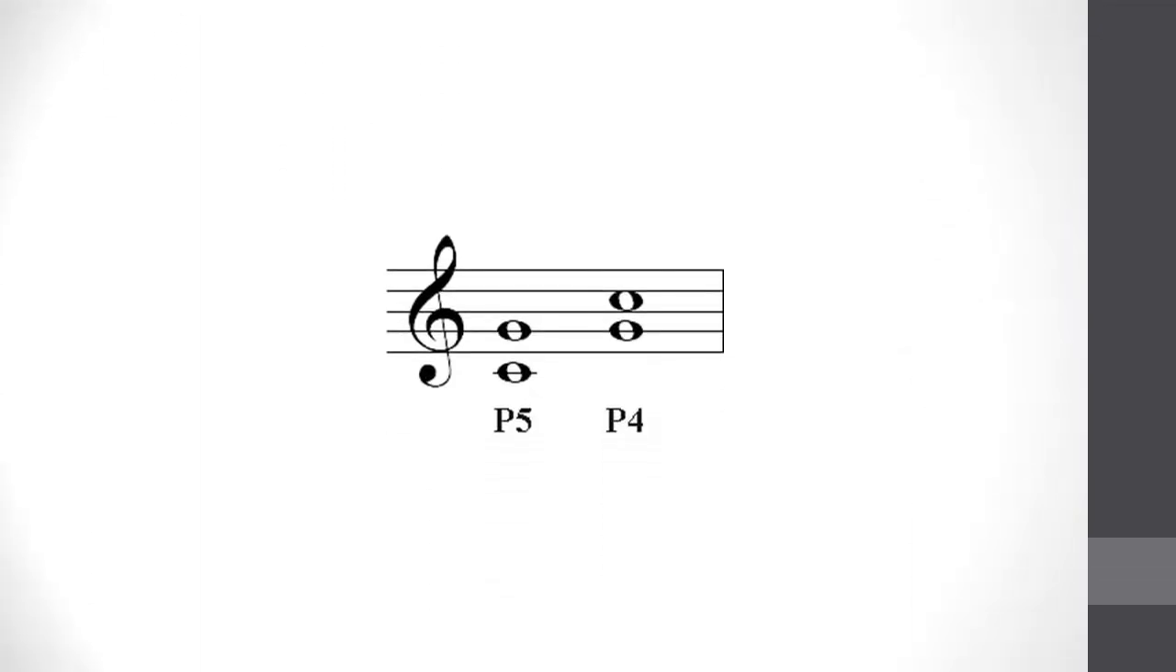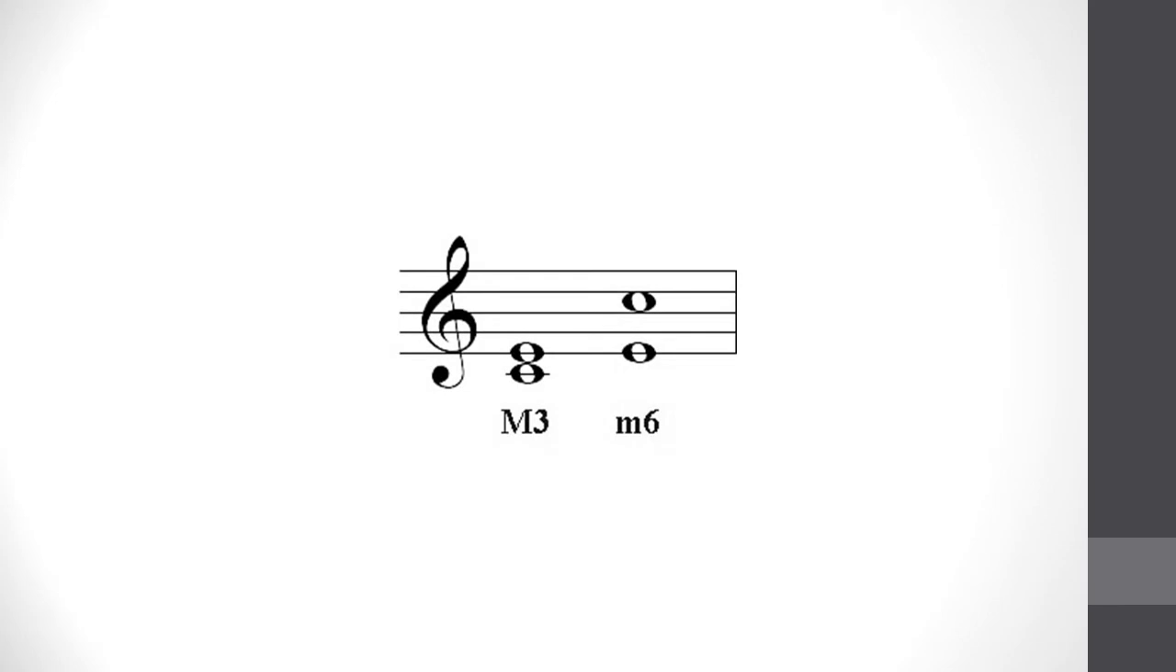The inversion of the perfect fifth is the perfect fourth. If we move the lowest note of the perfect fifth an octave higher, it becomes a perfect fourth. The inversion of the perfect fourth is a perfect fifth. If we move the highest note of the perfect fourth an octave lower, it becomes a perfect fifth. These two intervals are complementary intervals because together they equal an octave.